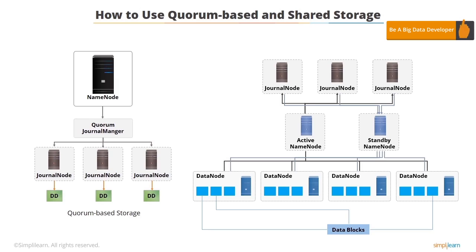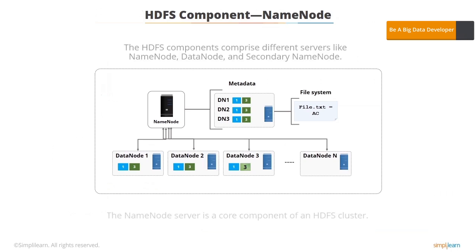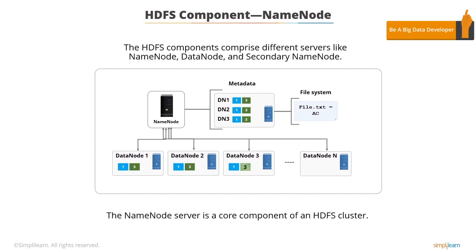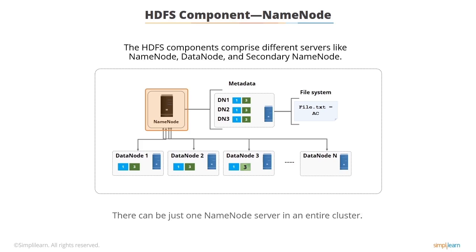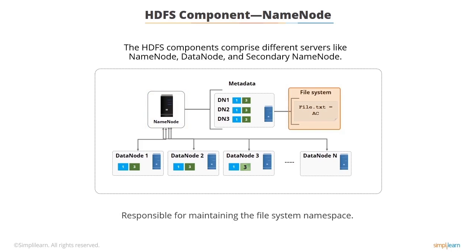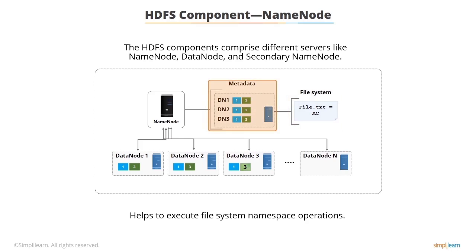Now, in the next screens, we will discuss in detail the components of HDFS, which include NameNode, DataNode, secondary NameNode, and file system namespace. The NameNode server is the core component of an HDFS cluster. There can be only one NameNode server in an entire cluster. NameNode maintains and executes the file system namespace operation, such as opening, closing, and renaming of files and directories, which are present in HDFS. The namespace image and the edit log stores information of the data and the metadata. NameNode also determines the linking of blocks to data nodes.